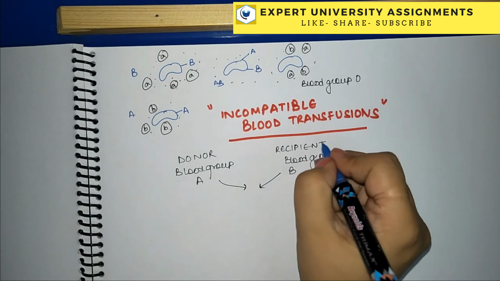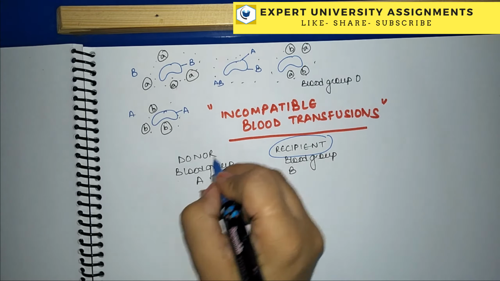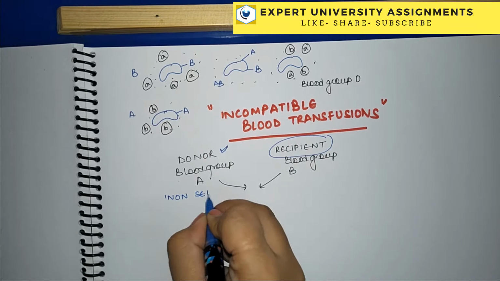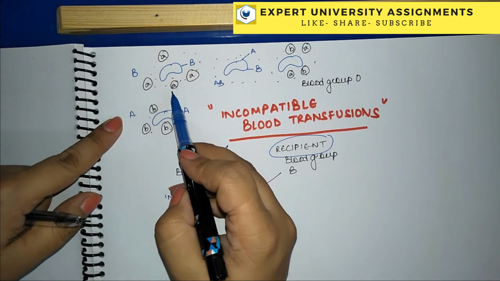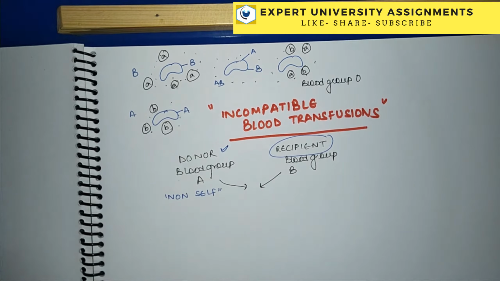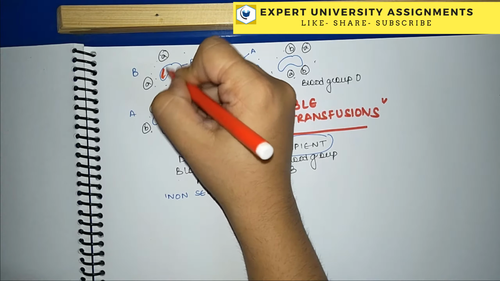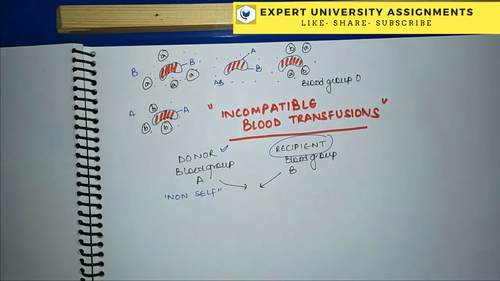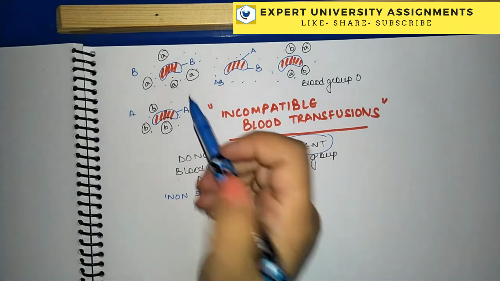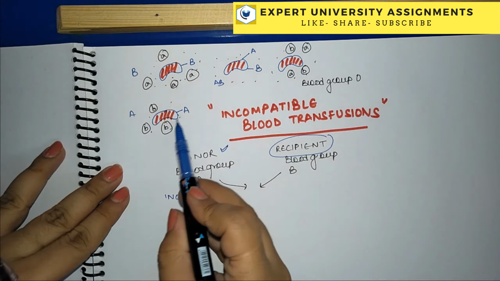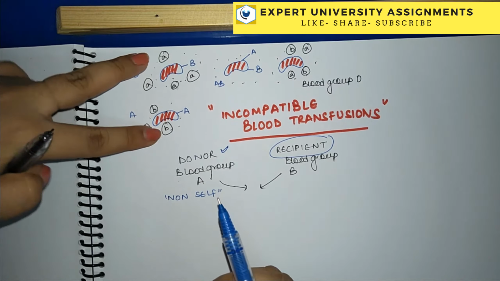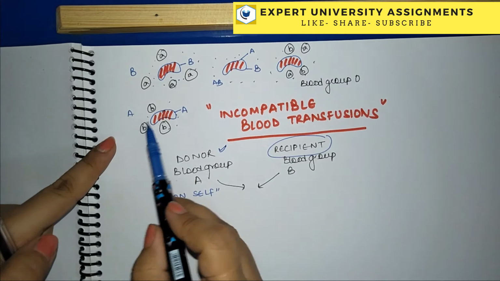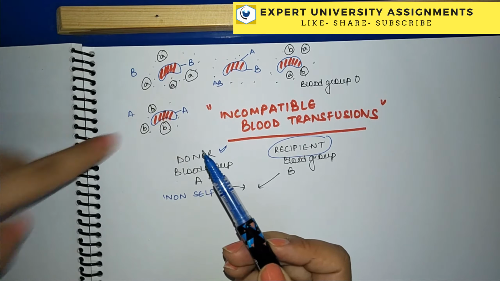Then basically the recipient identifies the donor as non-self. Yes, obviously, because we have clearly seen here that in case of blood group B, there was antigen B on the surface. In case of blood group A, there was antigen A on the surface. So they are very, very different from each other. See, blood group B has antibodies A and blood group A has antibodies B. So they are clearly very different from each other.